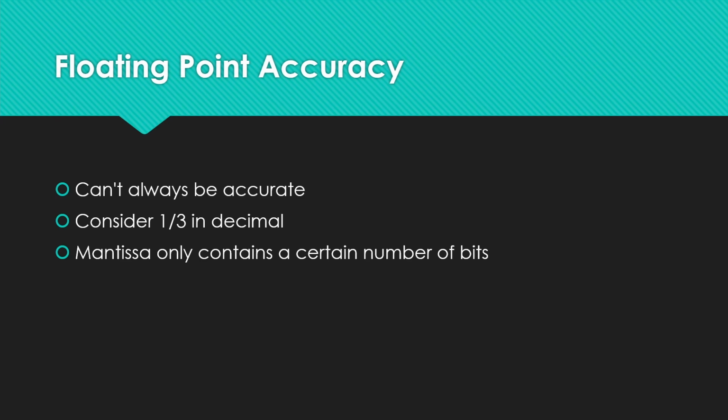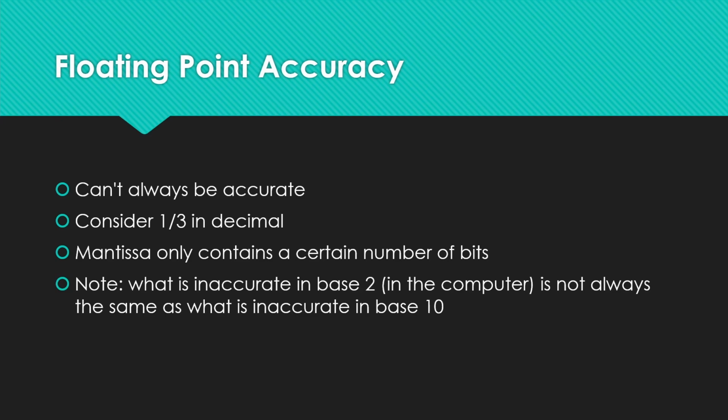So it can't represent a number that goes beyond that. It's also worth noting that what's inaccurate in base 2 in the computer is not always the same as what is inaccurate in base 10. So there may be numbers that you're expecting to be very accurate, but simply aren't because we're dealing with base 2, not with base 10, the one we're used to. So just never trust your floating point numbers to be perfectly precisely accurate.